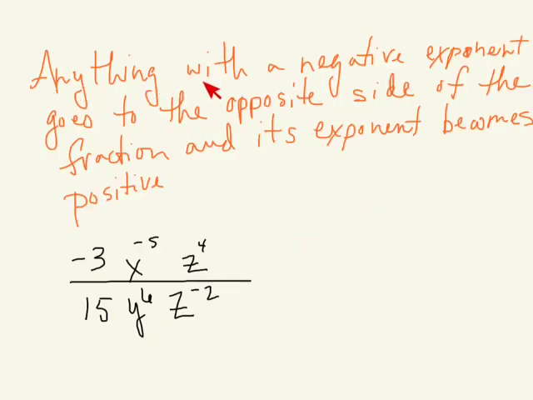All right. Anything with a negative exponent goes to the opposite side of the fraction, and its exponent becomes positive. We'll show you that. Now, this does not have a negative exponent. It's just a negative 3, so it stays there. This 15 stays there. This y to the 6th stays there. This z to the 4th stays there. They don't have negative exponents. But this right here does have a negative exponent. It's going to go down here and get a positive exponent. This right here, z to the negative second, goes up here. So this is rewritten like this. Negative 3.